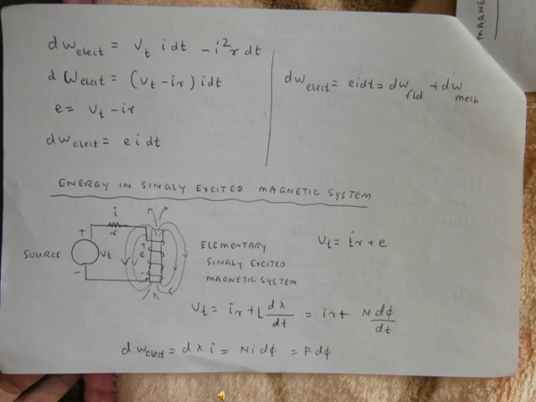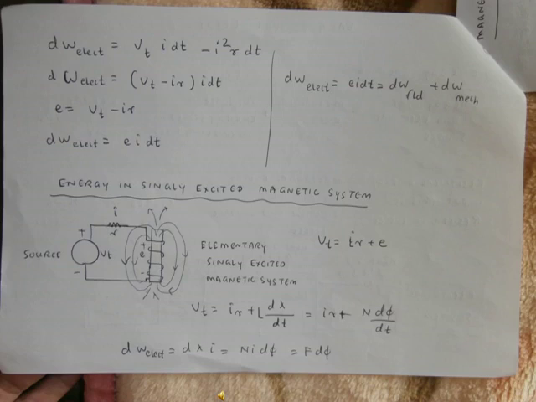So these are the equations. And then you can also see another diagram, energy in a singly excited magnetic system. In the diagram, an electrical source is connected to the electromagnet. When the electrical current is supplied, the supply voltage Vt drives the current I through the resistance R and the electromagnet. The voltage across the electromagnet is E. When the electrical current flows, magnetic flux is produced and circulates around the electromagnet.